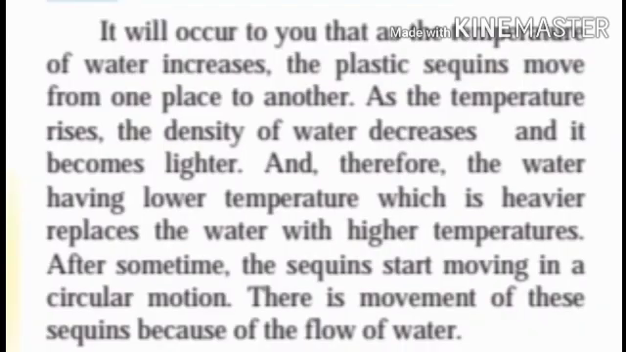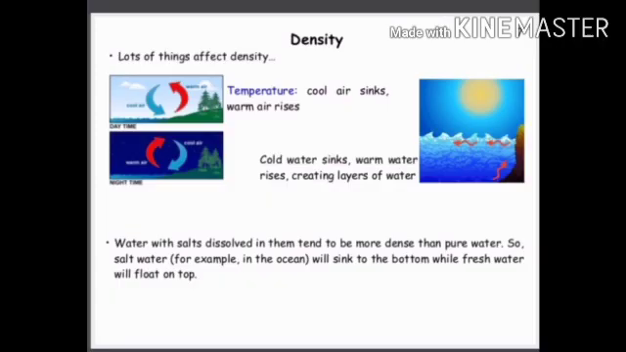See children, you will observe that as the temperature of water increases, the plastic sequins move from one place to another. As the temperature rises, the density of water decreases and it becomes lighter. And therefore, the water having lower temperature, which is heavier, replaces the water with higher temperature. After some time, the sequins start moving in a circular motion. This movement of the sequins is because of the flow of water.